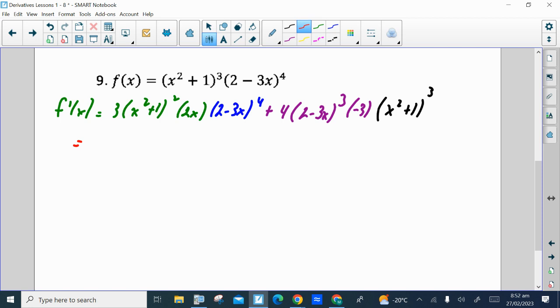So now we're going to simplify. I've got a factor of 3 and a factor of 2x. I'm going to multiply those two together and get 6x. And I have x squared plus 1 all squared. And I have my 2 minus 3x all to the 4th. Then when I look at that second term, I have a factor of 4 and a factor of negative 3. So I'll put those together. 4 times 3 is negative 12.